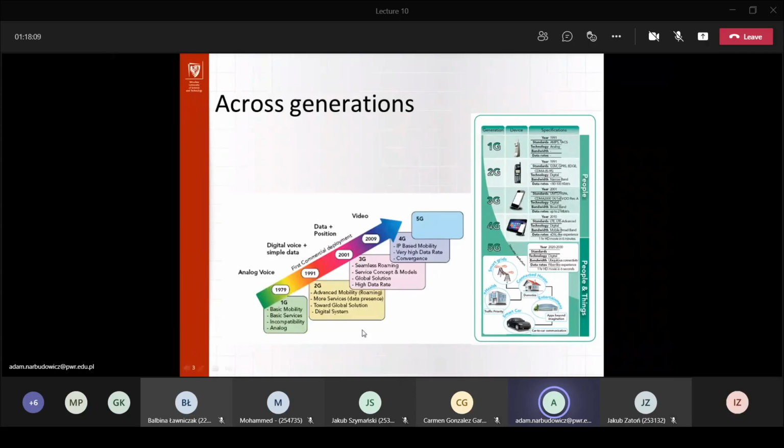Okay, so then in around 1991, we got what's called the 2G communication. And this is basically when the communication was moved from analog to digital. Plus, there was a possibility for transmitting some very simple data. So by very simple data, I mean text messages. That's where they originated.